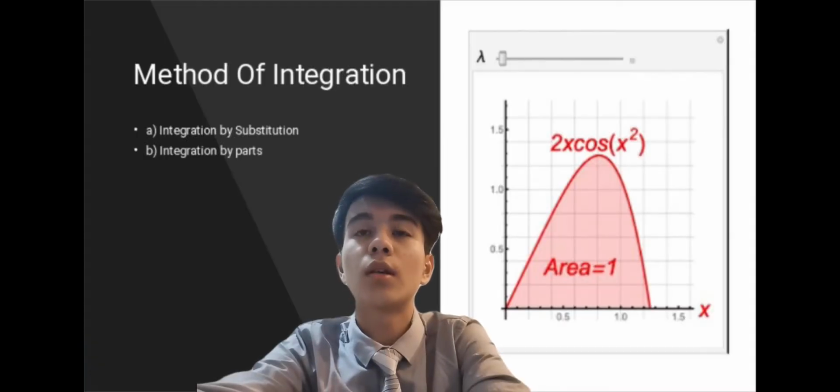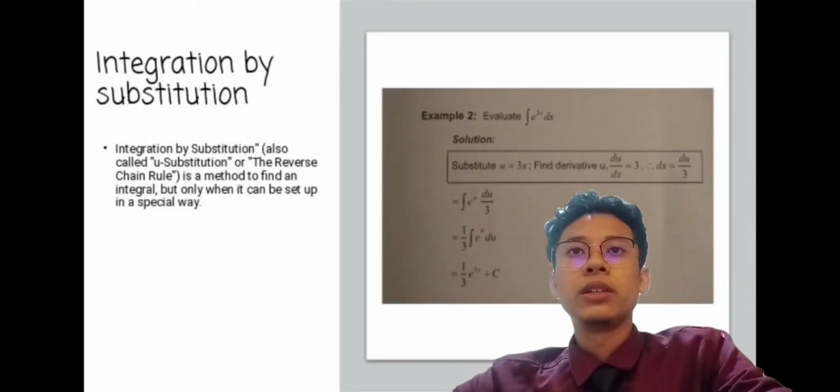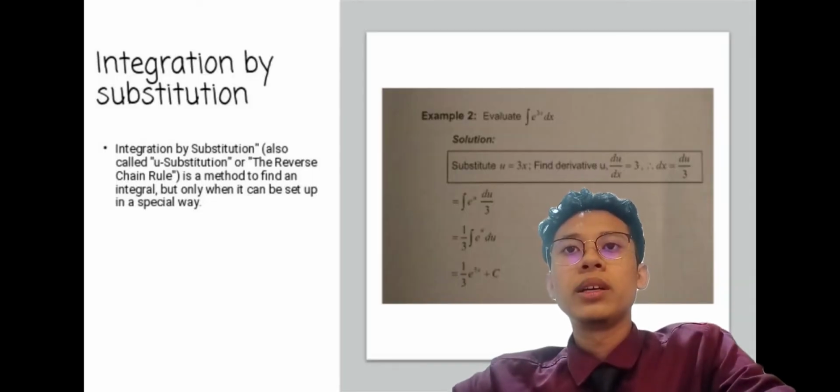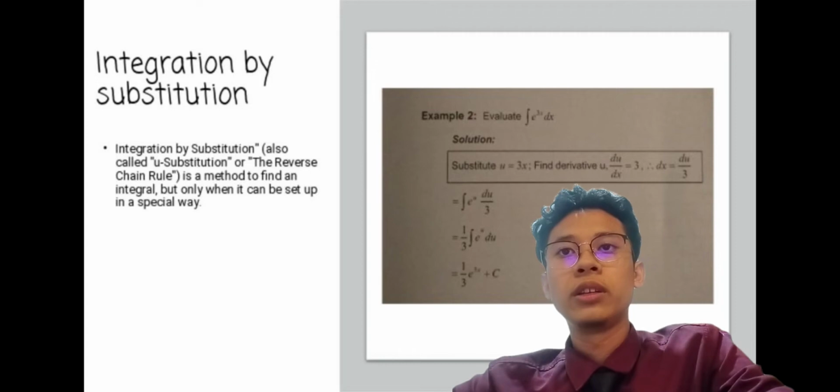We have two methods of integration. The first one is integration by substitution. The second is integration by parts. Integration by substitution, also called u-substitution or the reverse chain rule, is a method to find the integral, but only when it can be set up in a special way.